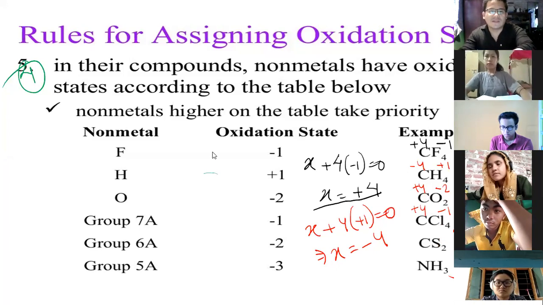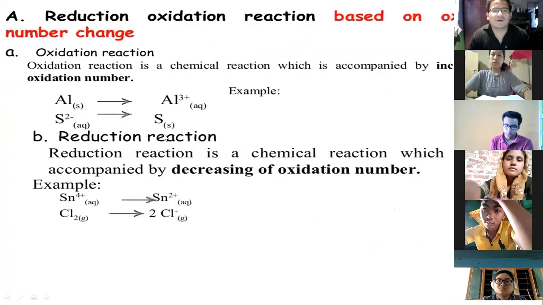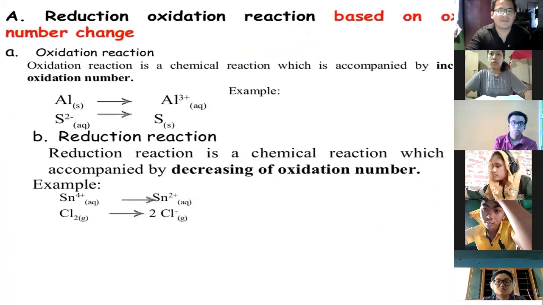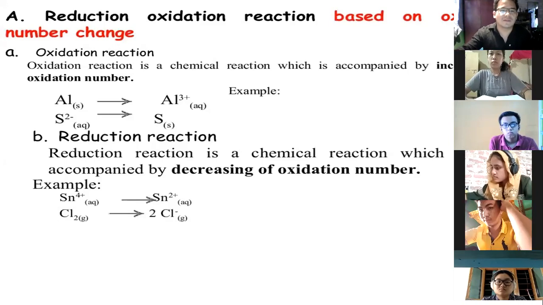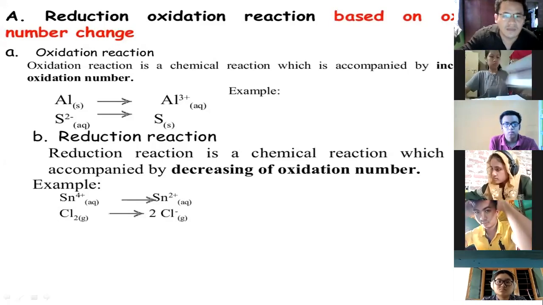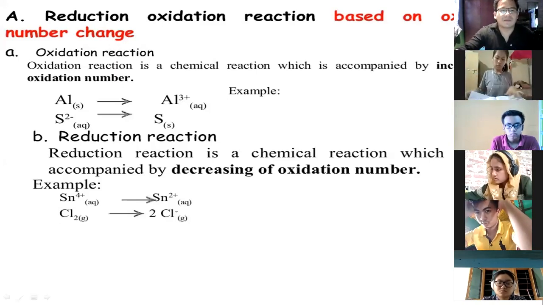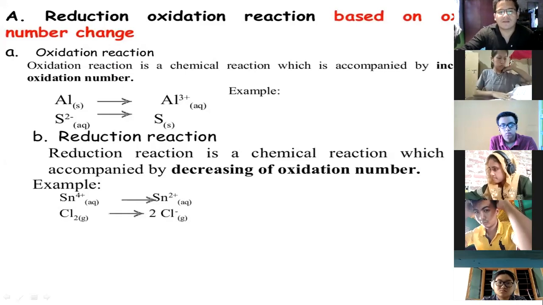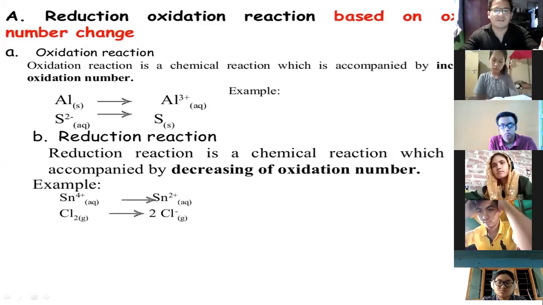Now we'll move on to the next rule, rule number 6. Reduction oxidation reaction based on oxidation number method. I think I have already mentioned this in the previous class also. Before coming to the next rule, let us do some example problems. An oxidation reaction is a chemical reaction accompanied by a change in oxidation number. Increase in the oxidation number is oxidation. Decrease in the oxidation number corresponds to reduction.